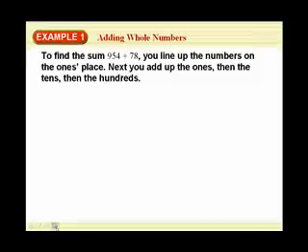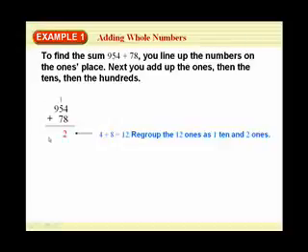We have in 1.1 whole number operations. Example 1 talks about adding whole numbers. So as you can see, to find the sum of 954 and 78, you line up the numbers on the ones place. So notice the 4 and the 8 are in the ones place, so they're lined up. The 5 and the 7 are in the tens place, so they're lined up. And then you add the ones, so 4 plus 8 is 12. So regroup the 12 ones as 1 ten and 2 ones. So your 2 gets written down and you carry the 10 ones. It's carrying over to the tens place, so that 1 means really 10.